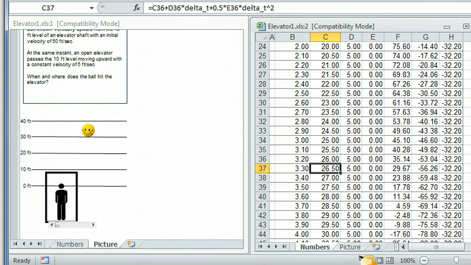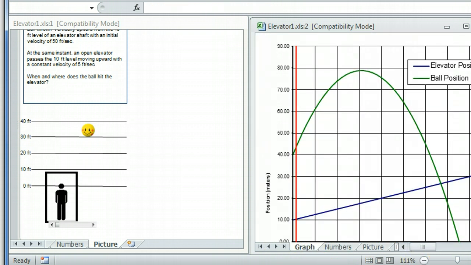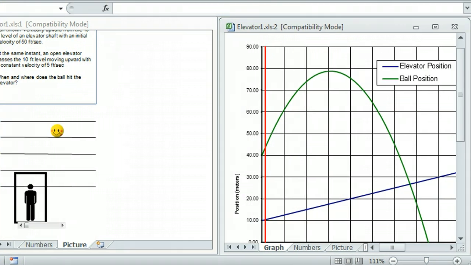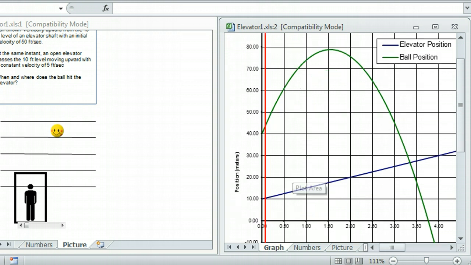We could graph this out. I believe I've got a graph down here. I thought I did. Let's see, where did it go? Alright, so here's our graph of, move it over just a little bit for you, the elevator position and the ball position. The elevator position is constant velocity, the ball position is constant acceleration. So this is position in meters versus time in seconds.